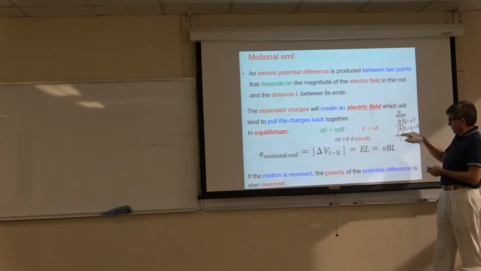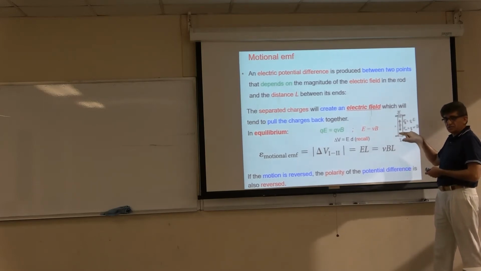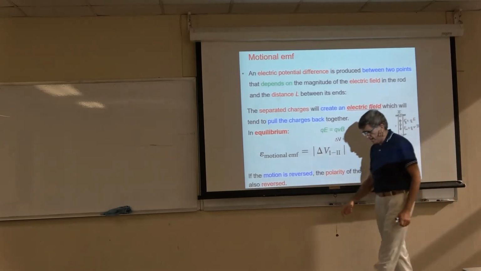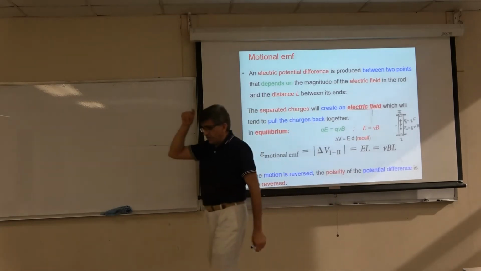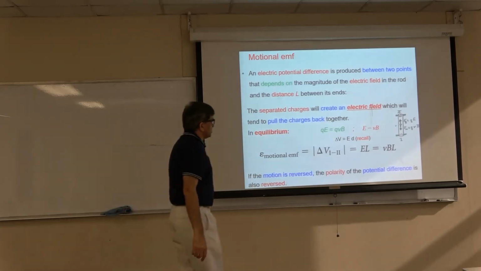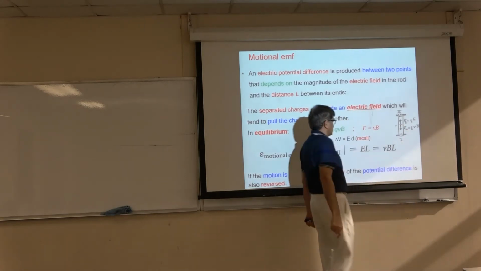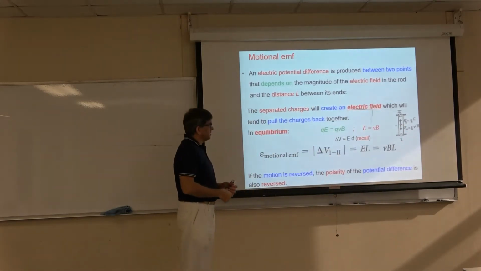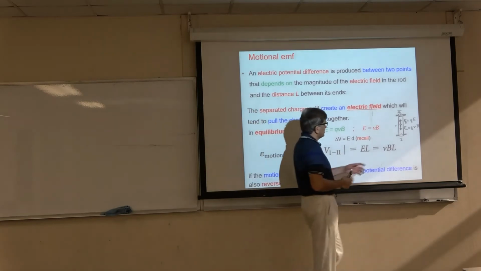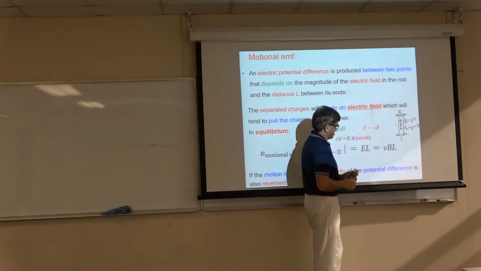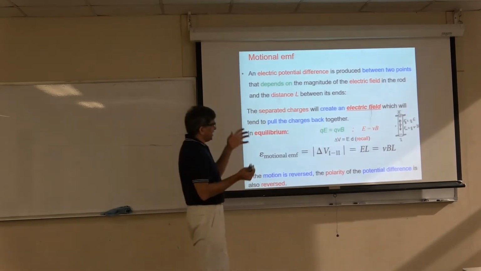So the negative charges are most accumulated on this end, and the positive on the other end. Although they are moving, the current is flowing. So let's consider the motion of this negative charge, which is moving. This negative charge is experiencing a force between the two ends.